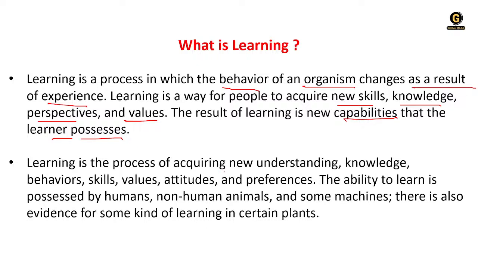Learning is a process of acquiring new understanding, knowledge, behavior, skills, values, attitude, and preferences. The ability to learn is possessed by humans, non-human animals, and some machines. There is also evidence for some kind of learning in certain plants as well. So basically, it is not related to only humans. It is related to everyone, whether it is animal, plant, machine, non-human or human.